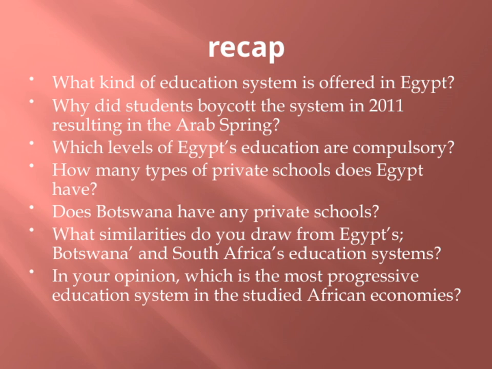In my opinion, among these studied African economies, South Africa's education system appears the most progressive, especially considering its efforts toward inclusivity and addressing historical inequalities through policies aimed at transformation. To recap, understanding these different education systems helps us see the broader picture of development across Africa. Each country's approach reflects its unique history, resources, and social priorities, but they all share the goal of providing quality education for their populations.